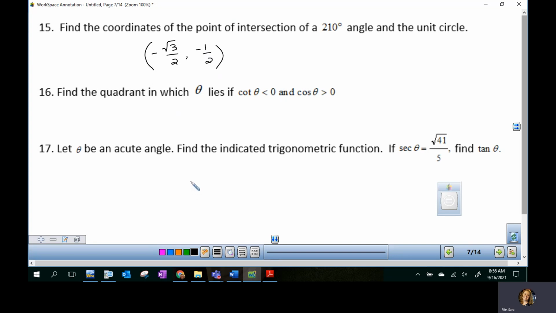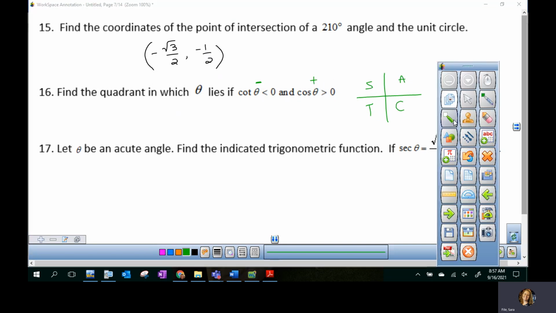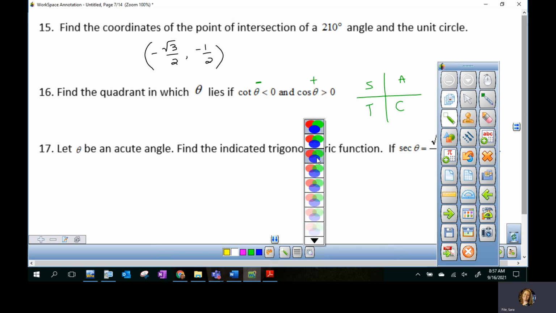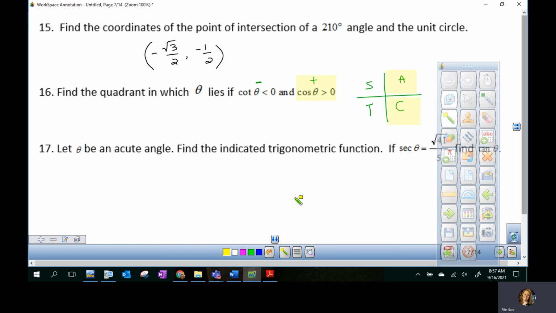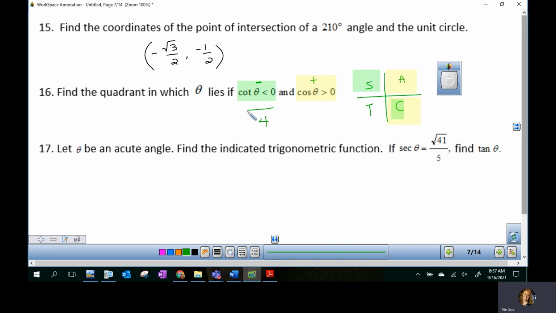16, what quadrant would you be in if cotangent is less than 0, that means negative, and cosine is greater than 0, that means positive? So remember, all students take calculus. Cosine is positive in 1, because they're all positive, and 4. Cotangent is negative, the same place tangent is negative, right? Tangent is positive here, so it's negative here and here. So where's the overlap? Quadrant 4.